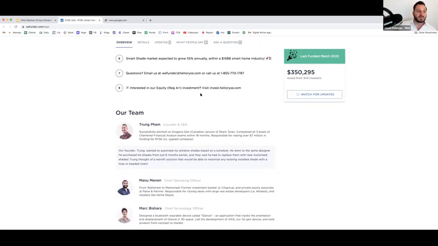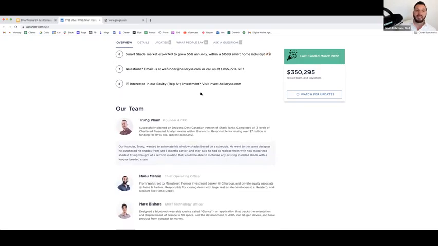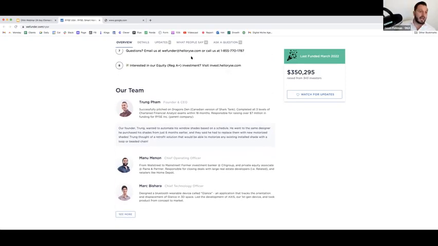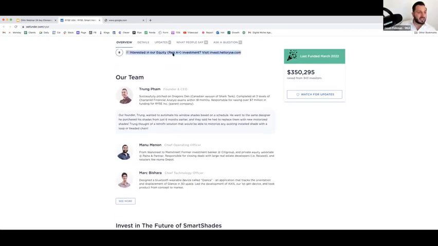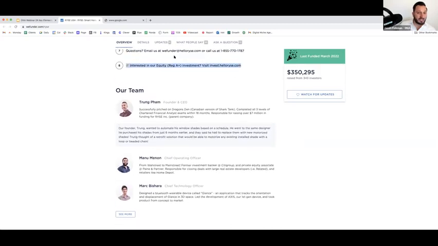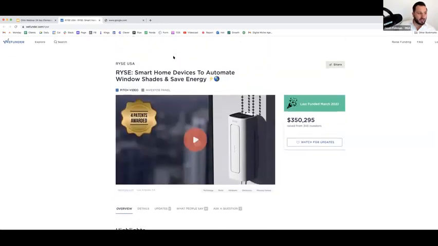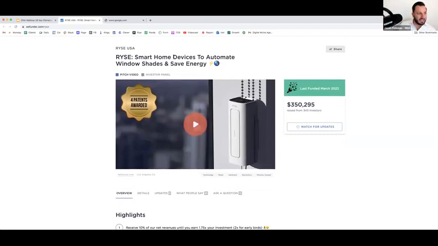Smart shade market expected to grow 55% annually. Again, not a company forward-looking statement, but I understand, hey, this vertical, it's happening. It's primed for growth, and they make themselves very available for questions. You could get in touch with them, interested in the Reg A Plus, being able to talk about everything that's happening here.